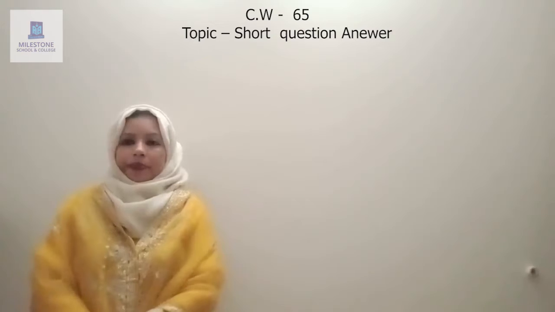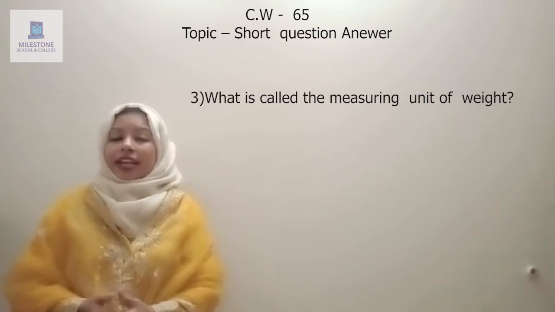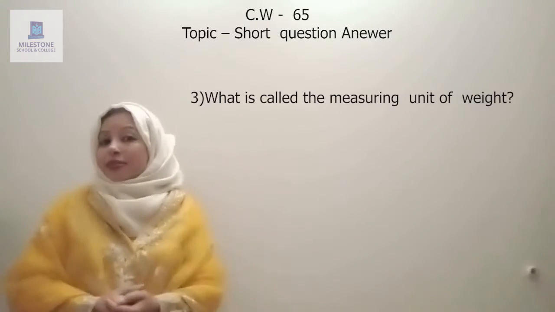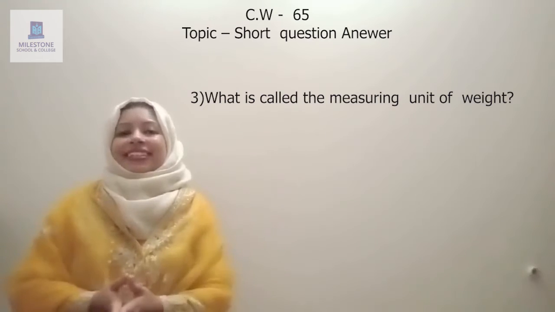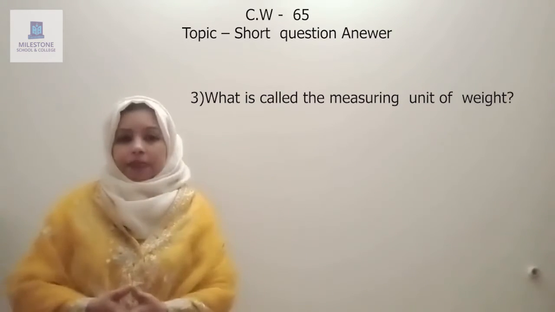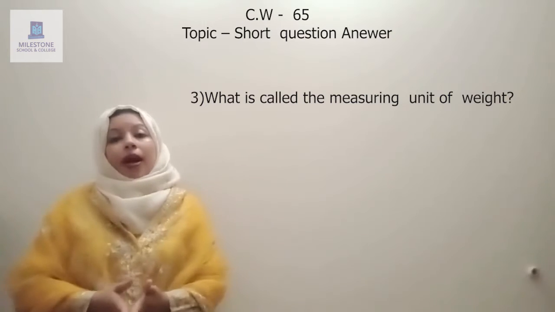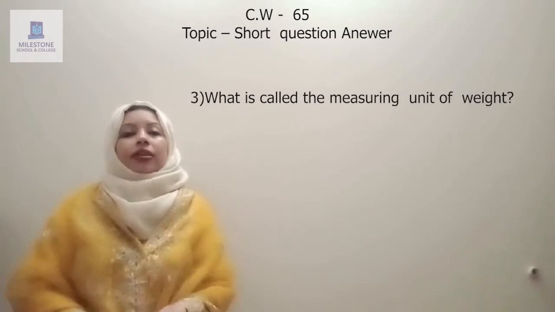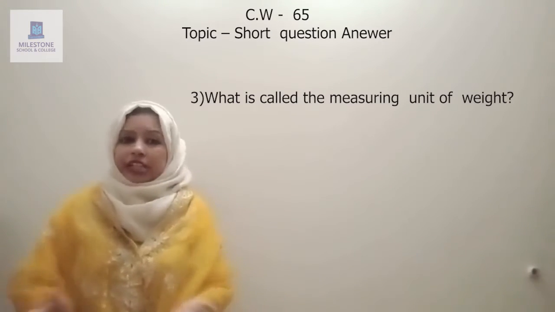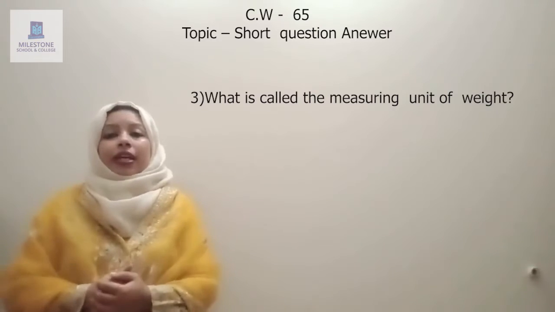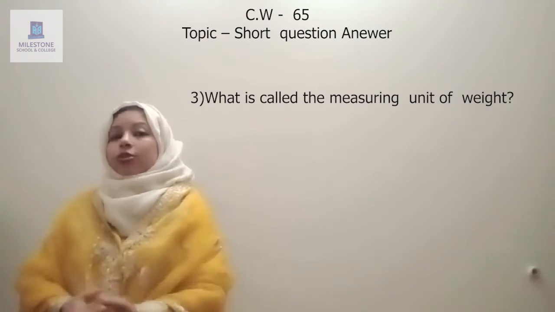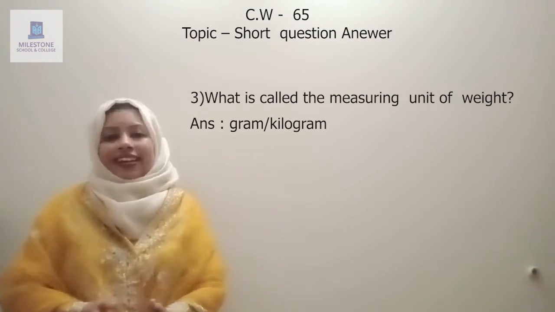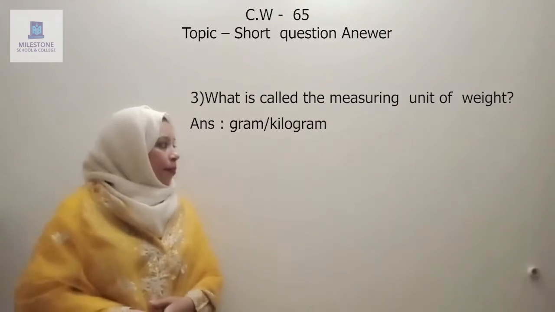Question number 3. What is called the measuring unit of weight? So can you guess from which chapter this question has come? Yes, it is from our measurement chapter. We have already come to know about the units of different types of measurement like weight measurement, length measurement, volume of liquid, and time measurement. So here they are asking about the weight measurement unit. So what is the unit of weight measurement? We already know that it is gram or kilogram. So our answer is gram or kilogram.